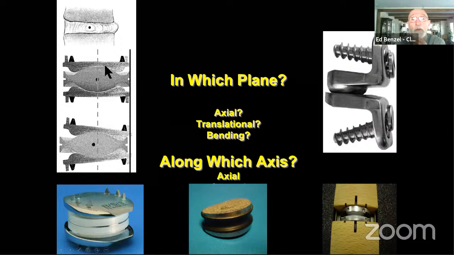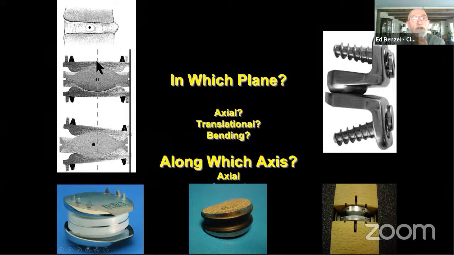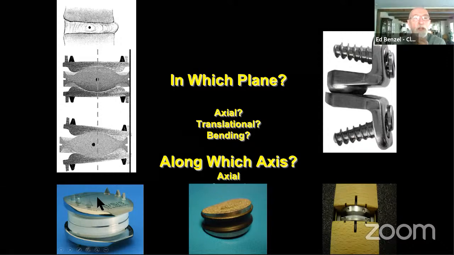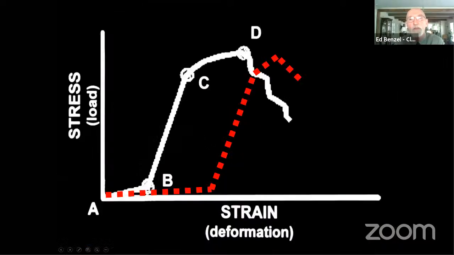So, motion along which axis? This is a metal on poly disc. It's very rigid, so it transmits loads, and it's essentially a ball and socket joint. So it has very little resistance to flexion and extension, which is quite different from the normal disc.